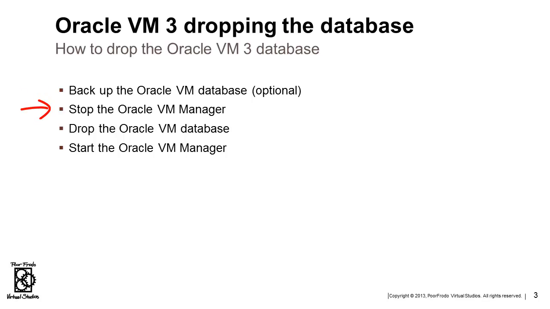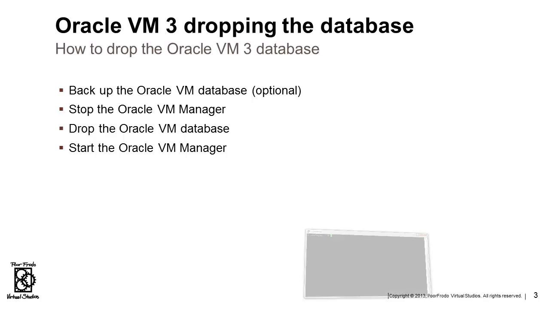The next step is to stop the Oracle VM Manager. The database must remain up and running during the operation, but the manager needs to be quiesced. Whether you are using Oracle or MySQL as the database engine, you will then run the OVM upgrade tool to drop the database. Now, after that, you will start the Oracle VM Manager again. At this point, you'll have a completely blank slate once you log into the manager again. Now, let's take a look at the steps live.